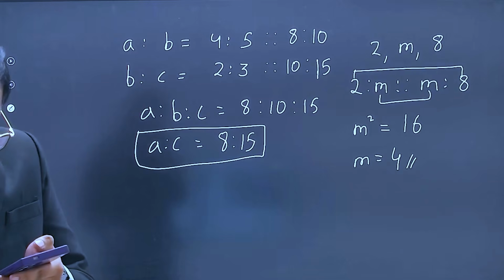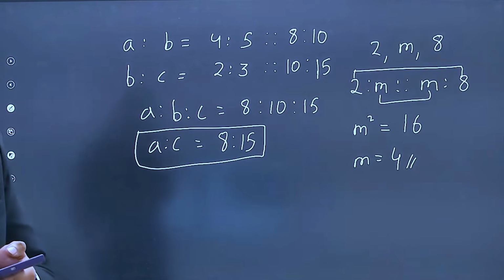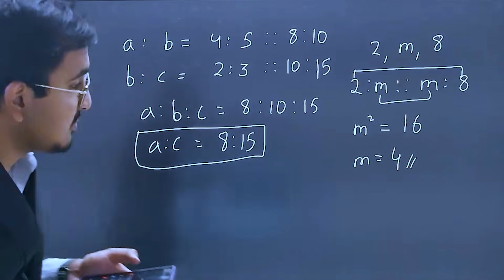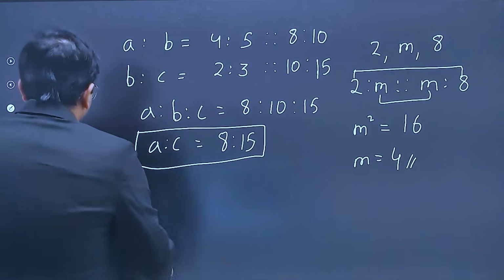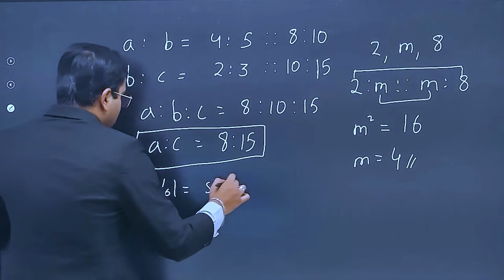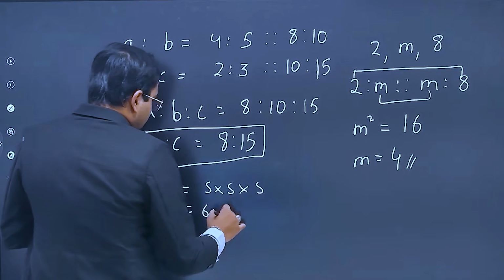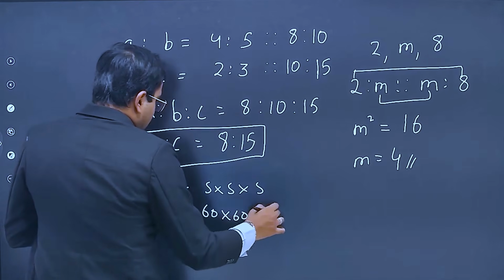Sir, what will be the formula for volume of a cube of side 60 meter? Side into side into side. For a cube, the volume is S into S into S, side into side into side. So 60 into 60 into 60.